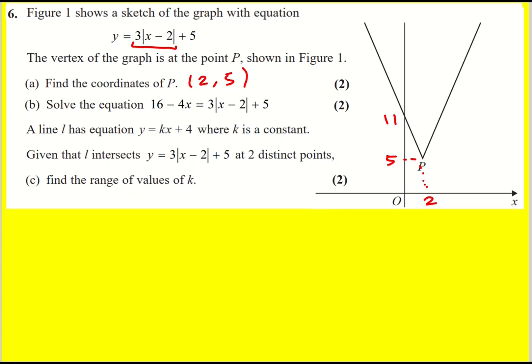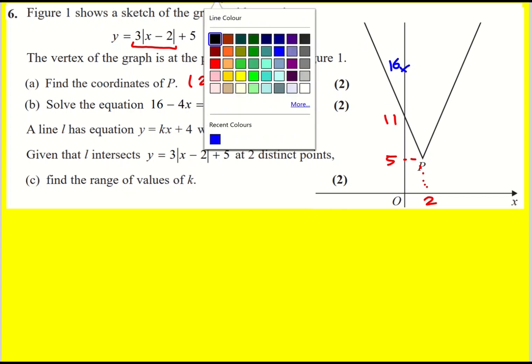So on to B, we're asked to solve the equation 16 minus 4x equals the function that I just had. Now, I like to do this graphically. They've even given us one of the graphs here, so that's a great start. I know that 16 minus 4x is going to cross the axis at 16, that's the y-intercept. Then it's going to have a negative gradient. In particular, the gradient is going to be more negative than the minus 3x we get on the left part, so it's going to be steeper.